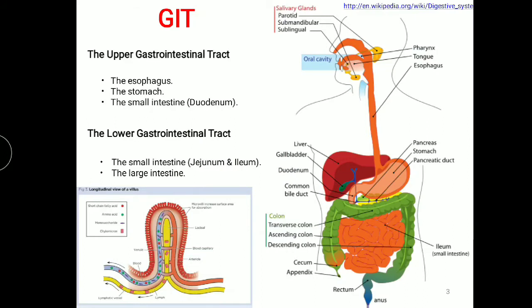Jejunum is the midsection of the small intestine connecting the duodenum to the ileum. It contains villi to increase the surface area of this part of the GIT, and ileum is the last segment of the small intestine. This also has villi, and there is no clear border between jejunum and ileum.